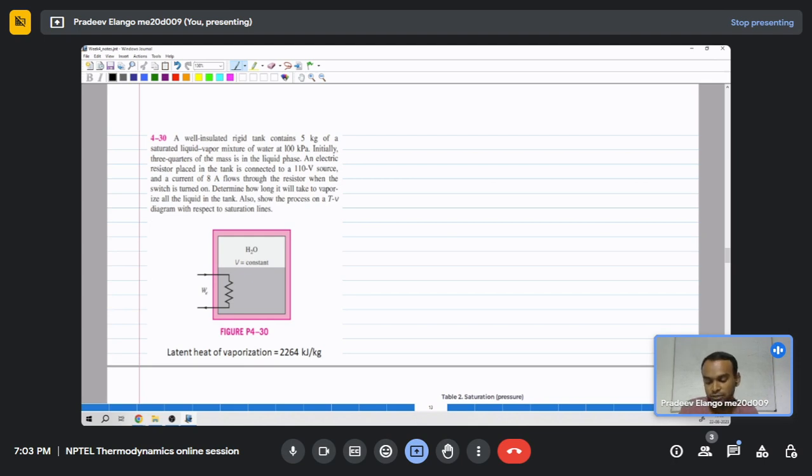The next problem: we have a well insulated rigid tank that contains 5 kg of a saturated liquid vapor mixture of water at 100 kilopascal. Initially 3/4 of the mass is in liquid phase. An electric resistor is placed in the tank, connected to a 110 volt source, and a current of 8 ampere flows through the resistor when the switch is turned on. Determine how long it would take to vaporize all the liquid in the tank. Also show the process on the T-v diagram with respect to saturation lines.